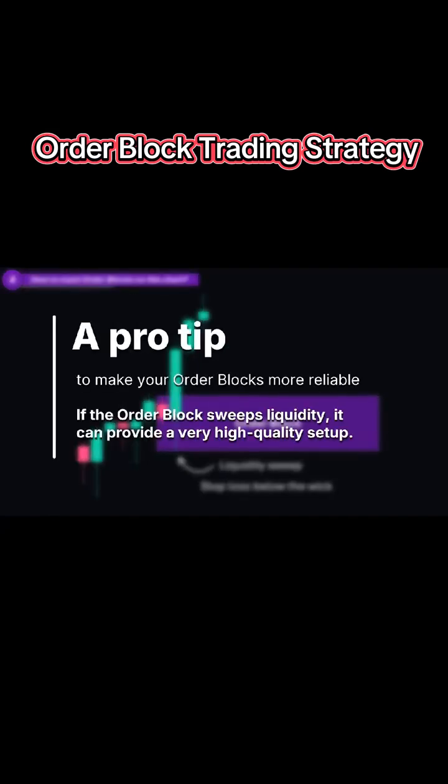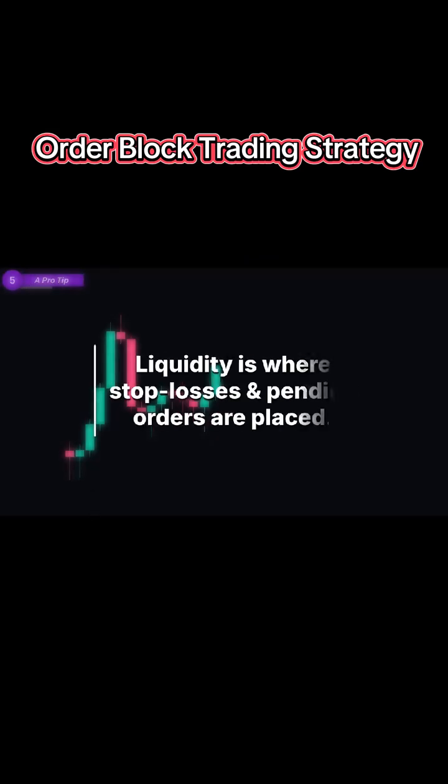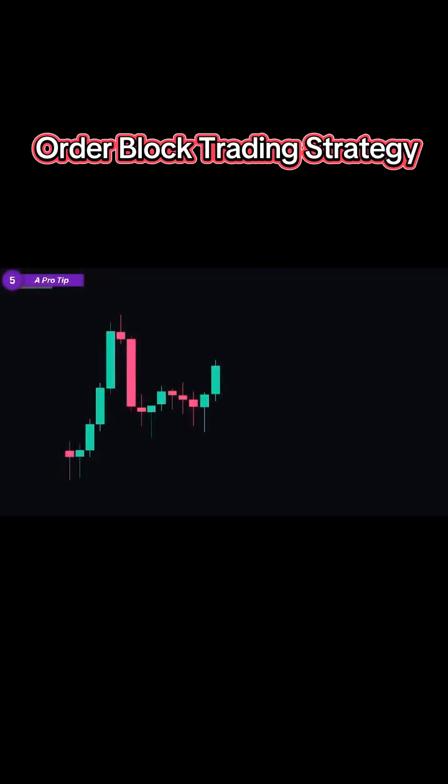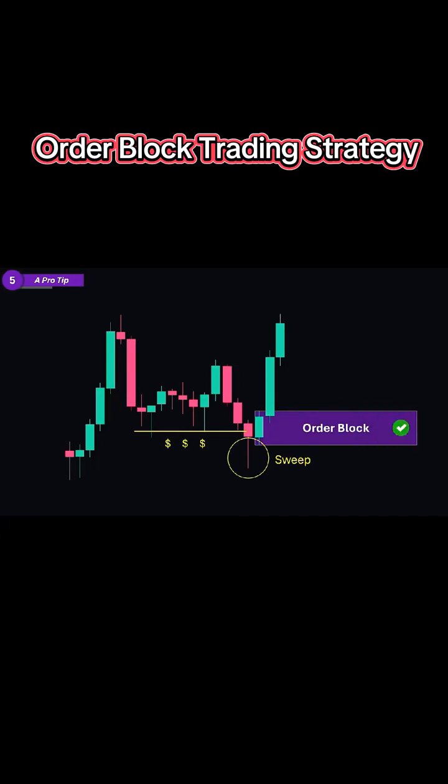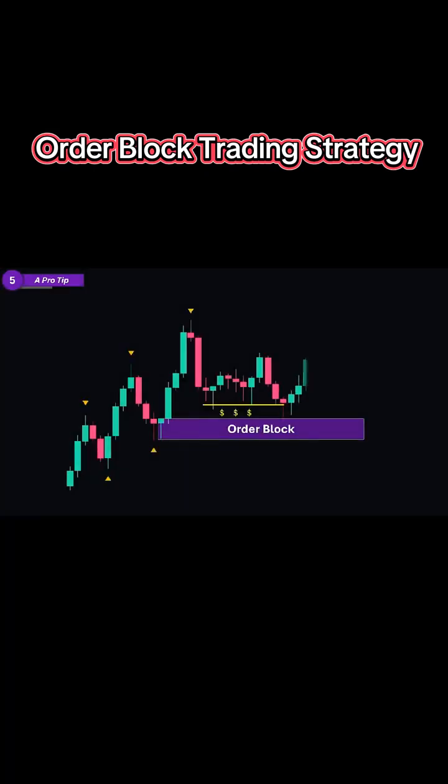Now here's a pro tip to make your order blocks more reliable. If the order block sweeps liquidity, it can provide a very high-quality setup. Liquidity is where stop losses and pending orders are placed. From basic price action, we know that a lot of stop losses are gathered below these equal lows. So we mark it as a liquidity area. If price breaks below this level and sweeps liquidity before creating the demand zone, the quality of the demand zone increases because institutions need to collect liquidity before entering large positions and continuing the trend. Similarly, if price engages liquidity before entering the order block, the probability of that order block working increases.